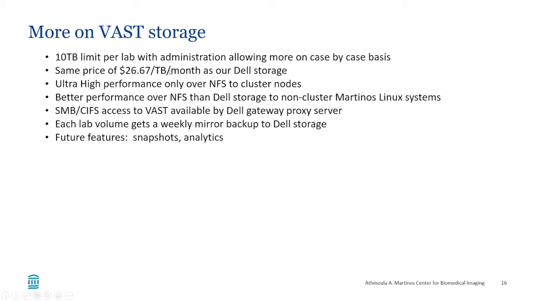There is SMB CIFS access, which basically means Mac and Windows access to the VAST is available, but that's done through a gateway proxy server. So that's not high performance, because that all goes through the same box. It's not over the multiple VAST servers themselves.